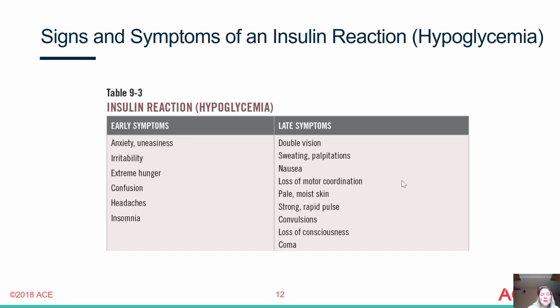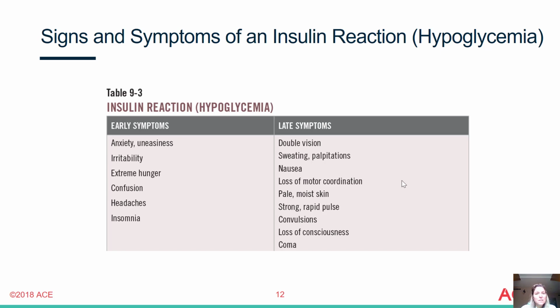So as far as hypoglycemia, that means low blood sugar levels. Some signs of low blood sugar levels would be feeling anxious, uneasy, irritable, very hungry. They're confused, they have headaches. That's a quick, easy sign that, hey, maybe they have low blood sugar. And so simply making sure they're ingesting something with sugar in it. Maybe it's a regular soda, maybe it's fruit juice. It has to have sugar in it, and it should be readily absorbed into the bloodstream.